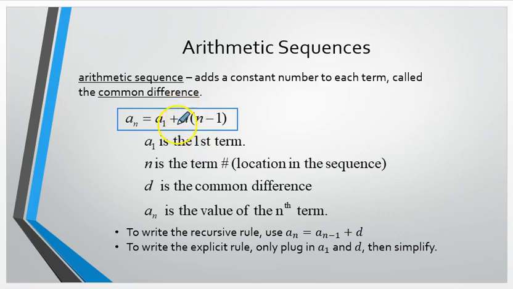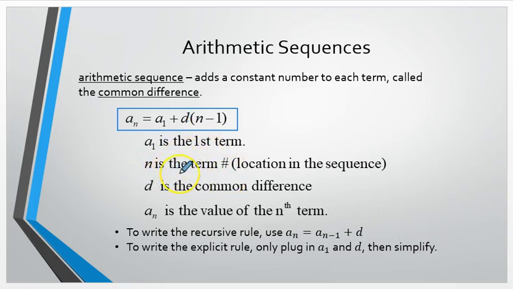And the easiest way to find this value is to pick two terms in the sequence right next to each other and subtract the second one from the first one. That way you can figure out what it added to go from the first one to the second one.